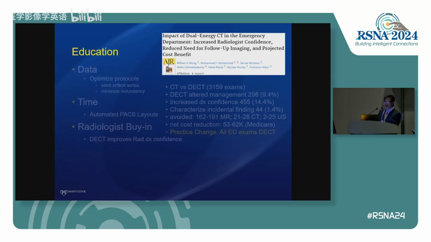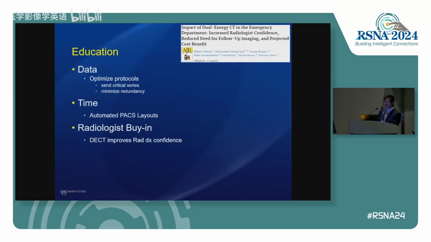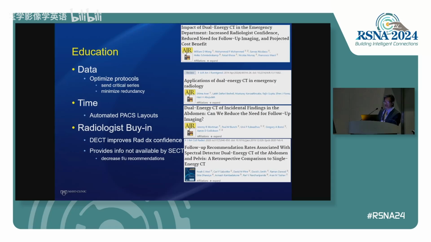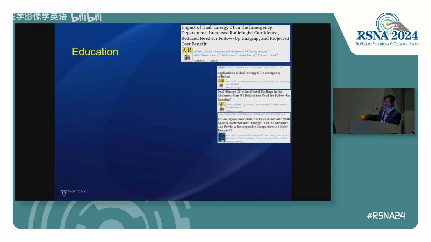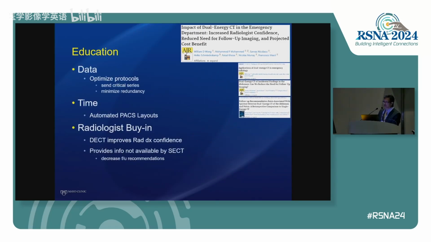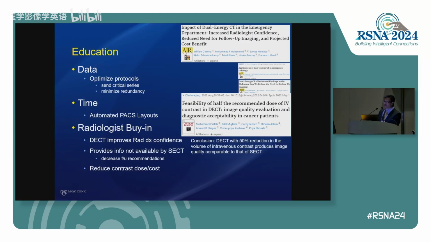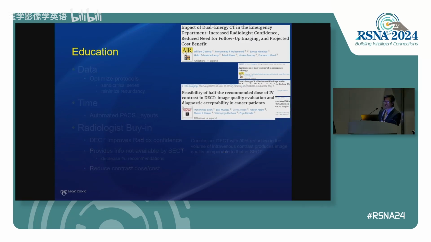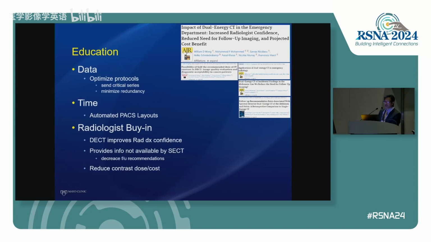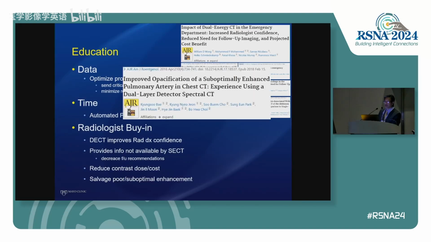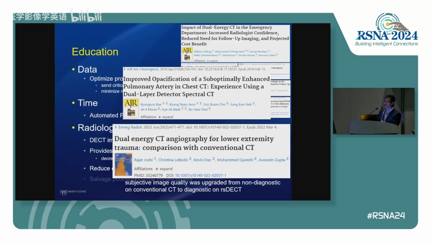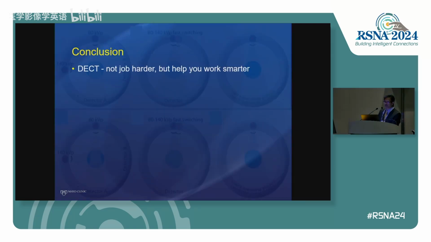I won't belabor this point because Barry did an excellent job on all the additional information that dual energy CT can give, either supplementary or even new, that you're not able to see with single energy CT. But as I mentioned, there are a number of studies in the literature that can help with that. So in conclusion, it's the old adage for dual energy CT: it's not supposed to make your job harder, but help you work smarter.